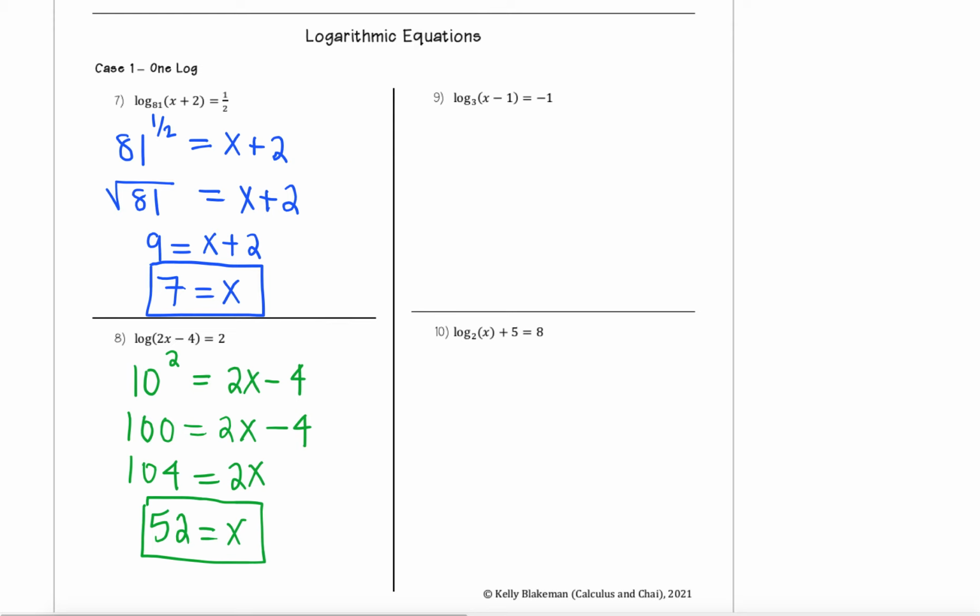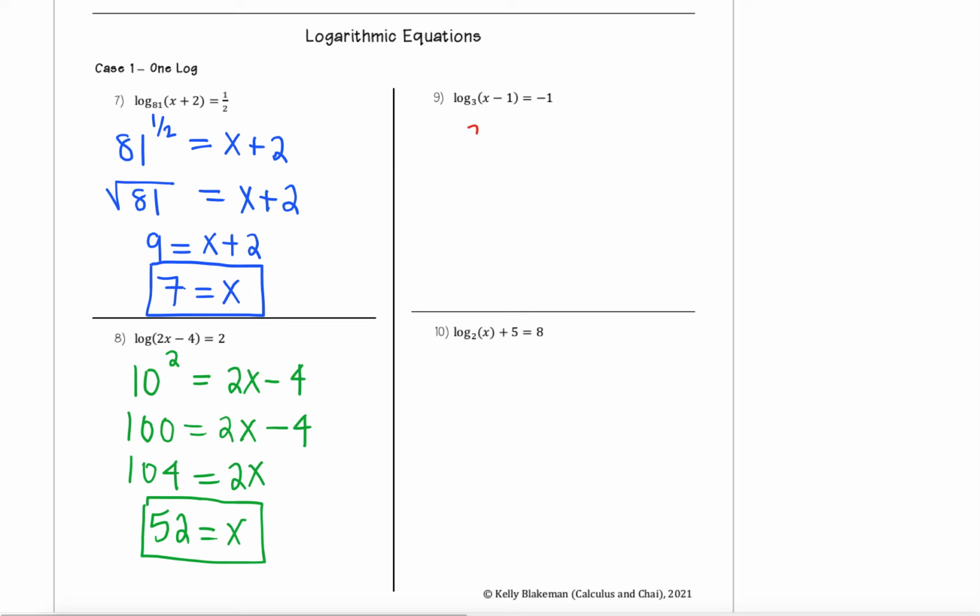Okay, let's look at example 9. We have log base 3 of x minus 1 equals negative 1. What do you guys think our first step will be to solve this log equation? So our first step here will be to convert to exponential form. Why don't you guys pause the video and convert this to exponential form, and then we'll check that together.